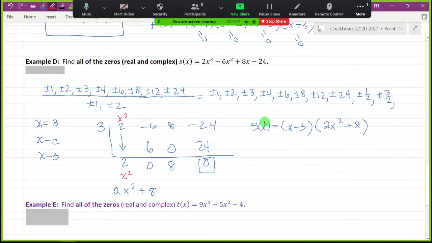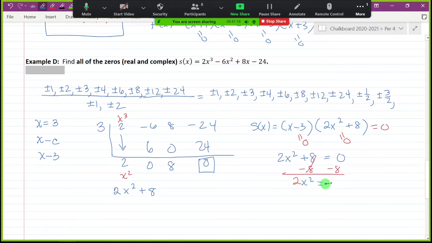What you're doing here is you're making y 0, which allows you to set each of these equal to 0. You know you're going to get x equals 3 here, which we already knew. But what about this 2x squared plus 8 thing? So here we go. 2x squared plus 8 equals 0. You're going to subtract 8 from both sides. You're going to get 2x squared equals negative 8. You're going to divide both sides by 2. You get x squared equals negative 4.